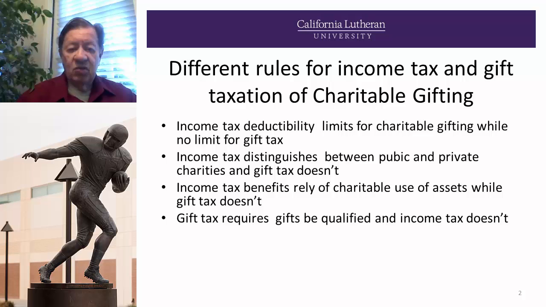Income tax distinguishes between public and private charities. Gift tax doesn't. In fact, gift tax even uses the terms differently. They call it a foundation rather than a private charity. Income tax benefits rely on charitable use of assets, while gift tax doesn't. So dealing in income tax, the amount of deduction I get depends on how it's going to be used by the charity, as well as what type of asset it is. And again, you've got the caps of maximum gifting. Gift tax requires gifts to be qualified, and income tax doesn't. And again, another big difference.